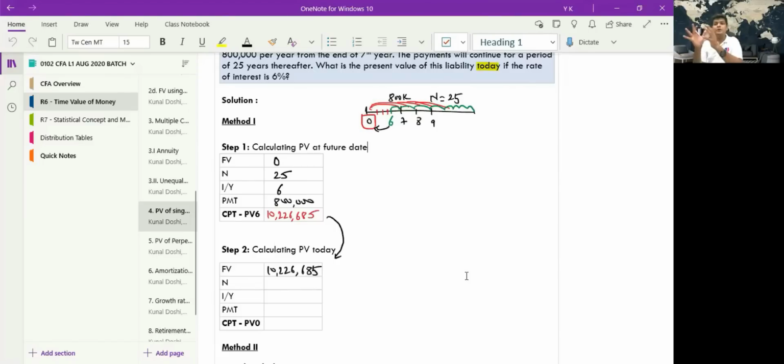So what is going to be my N? My N is going to be 6. 6 years. My I/Y will remain 6 again. But now an interesting thing will be, what will be my PMT? 0. Very good. Why 0? Because there is no cash flow in between. In between 0 and 6 years, there is no cash flow. So my PMT has to be 0. And when I do this, I will get my PV. But now the PV will be at 0. Anyone with the answer?